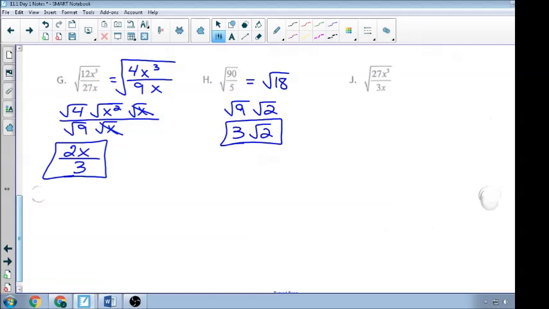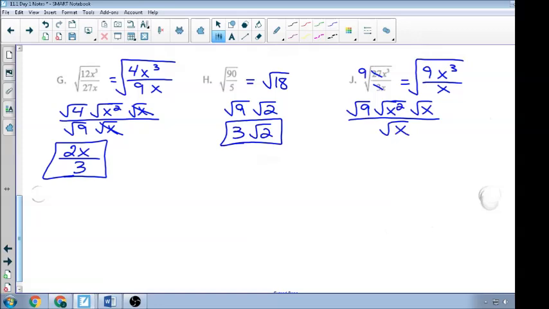Finally, on J, we are looking for, again, anything that I can cancel or anything that I can simplify. Well, 27 over 3 would become just 9. Then I have x to the third over, well, the 27 and the 3 canceled. The 27 became the 9. What's left in the denominator is just my x. Okay. Now what I want to do is break down my fraction like we've done before. Square root of 9, square root of x squared, square root of x over the square root of x. What can cancel out? Well, the square root of x can cancel out. Leave me with just the square root of 9 is 3. The square root of x squared is x.